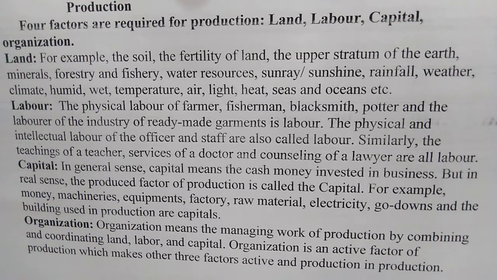All the natural gifts which are used in production is called land. Then all physical and intellectual labor engaged in production activity for money is called labor. Capital means the produced factor of production. There we can cite money, machineries, raw material, etc., which are included in capital. Last of all, organization. The managing work of production by combining and coordinating land, labor, and capital is called organization.